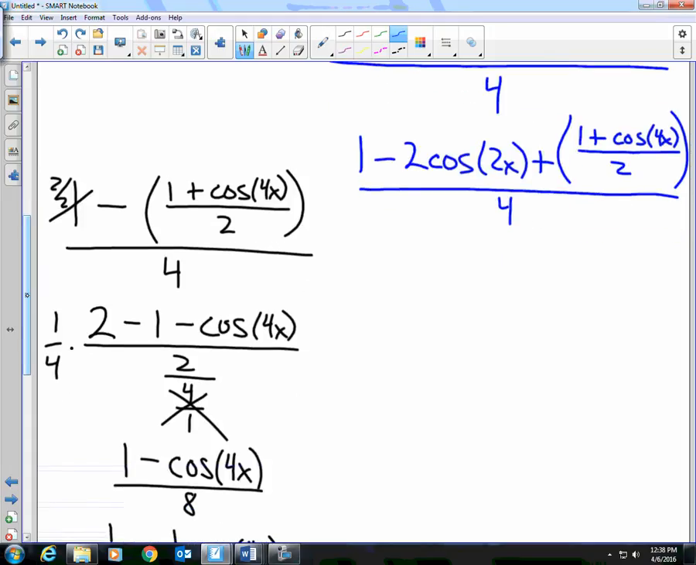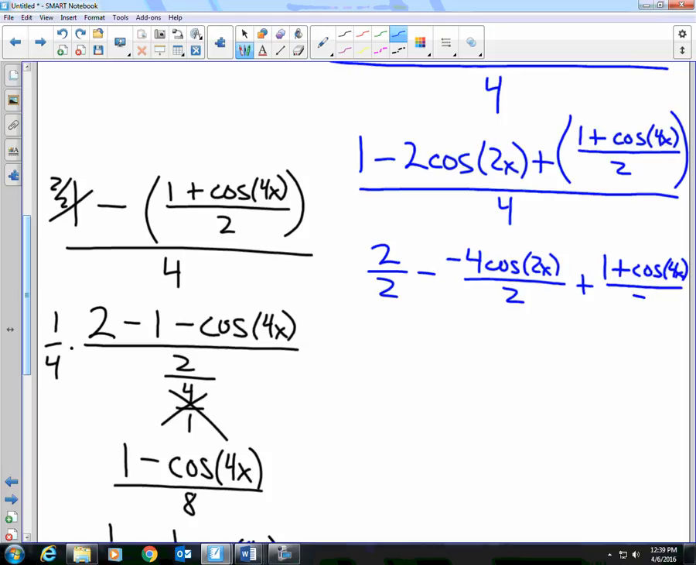Let's just do it. I got in trouble first hour. I want to skip a step here. Okay. I need to find common denominators. So 1 can be written as 2 over 2 minus, you create a common denominator of negative 2 cosine of 2x, be negative 4 cosine of 2x over 2 plus 1 plus cosine of 4x over 2 all over 4.